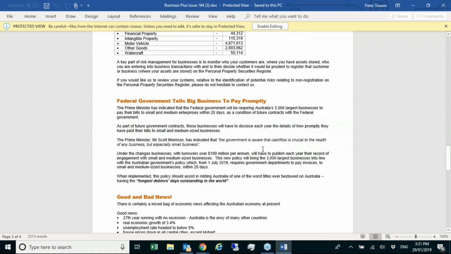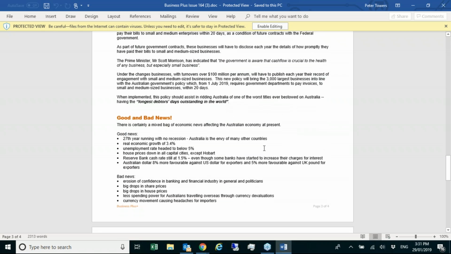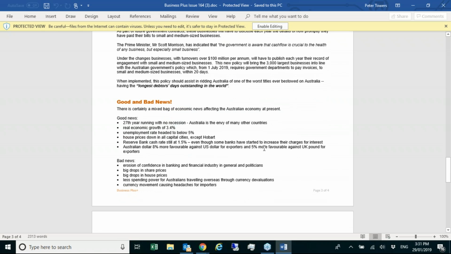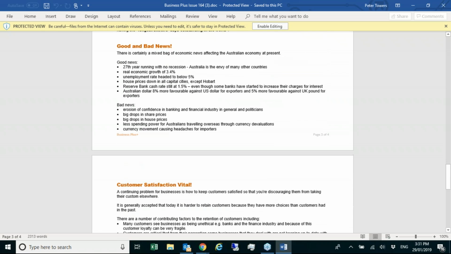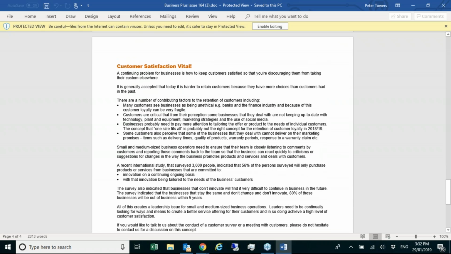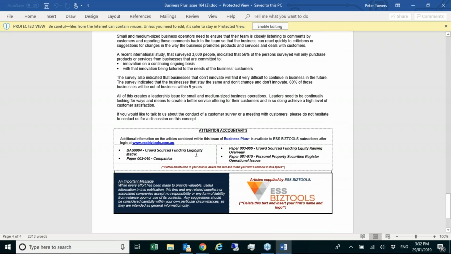Big business getting told to pay small business promptly was a great news story, I thought, so we've included some comment on that. Good and bad news is a bit of an economic update, some customer satisfaction. Now near the end, we've got attention accountants.